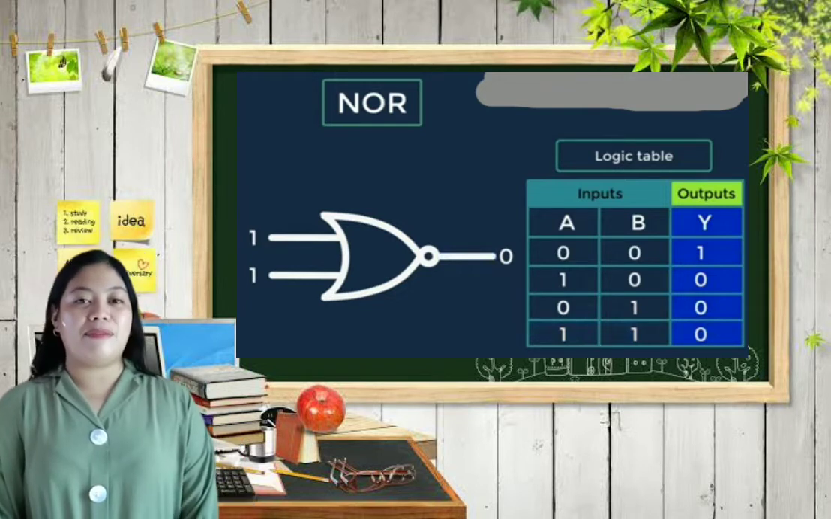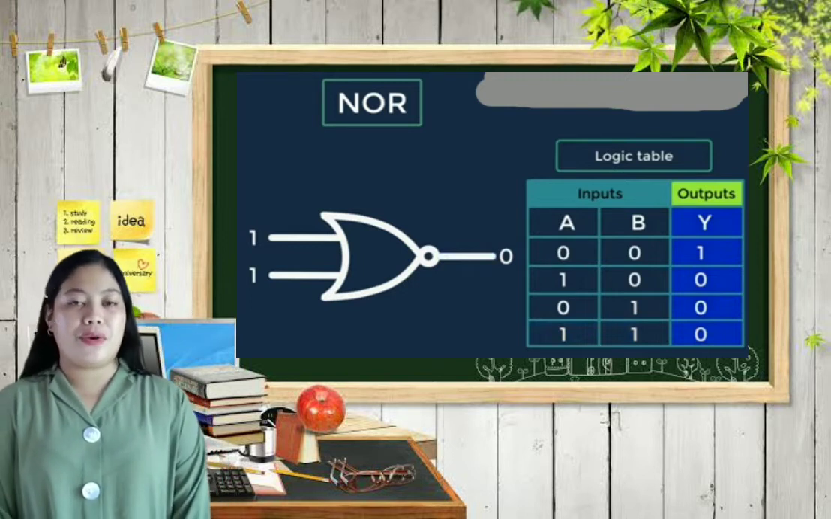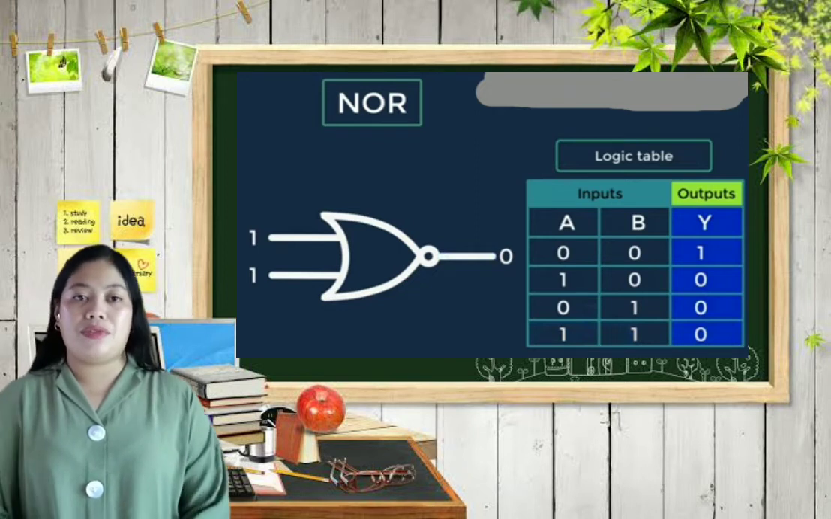Let's see the logic table for NOR gate. Our first input will be A equals 0 and B equals 0. The OR gate output will be equal to 0.